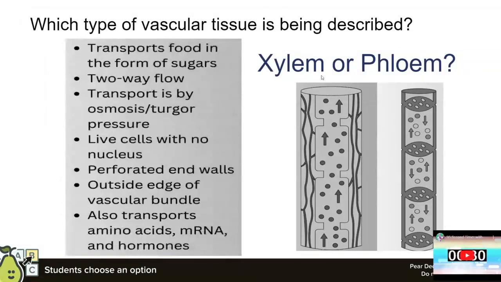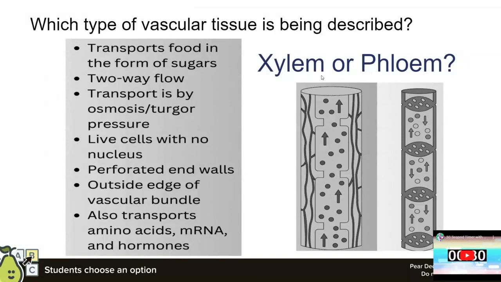It says transports foods and sugars. It has two-directional flow. It can go up or down. It mostly transports by osmosis or turgor pressure, so just absorption through the cell wall, which is why that cell wall needs to be alive. They are living, but they generally don't have a nucleus. They do have end plates, which are perforated, and we call them sieve plates.